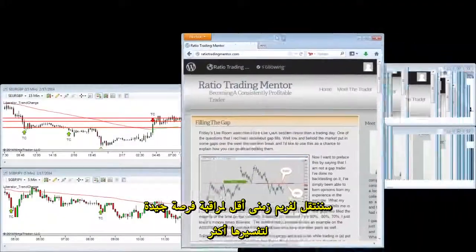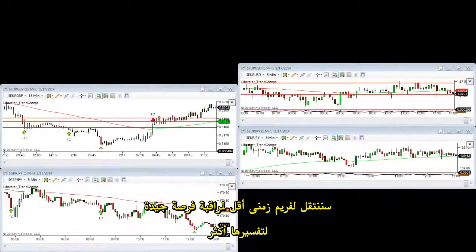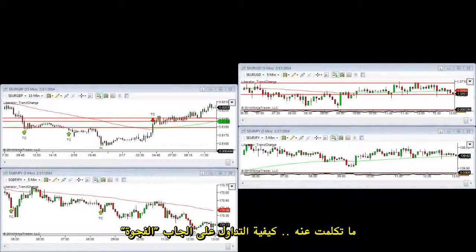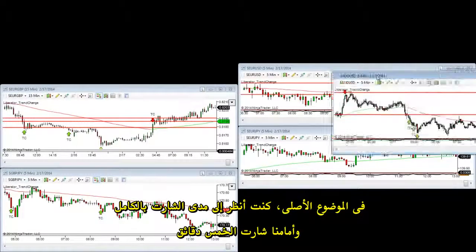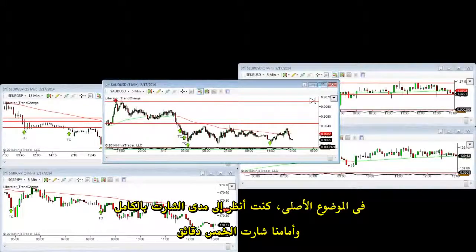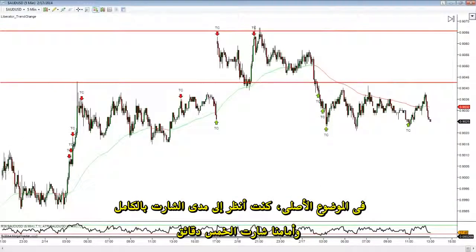But I was just going around the market somewhat on the lower time frames and saw a good opportunity to explain a little bit what I talked about and really how to trade gaps. On the original post, I was looking at the range bar charts because I really like those charts. I'm going to look at it on the 5-minute chart right now, just because I know everyone doesn't have access to range bars, and this makes it a little easier.